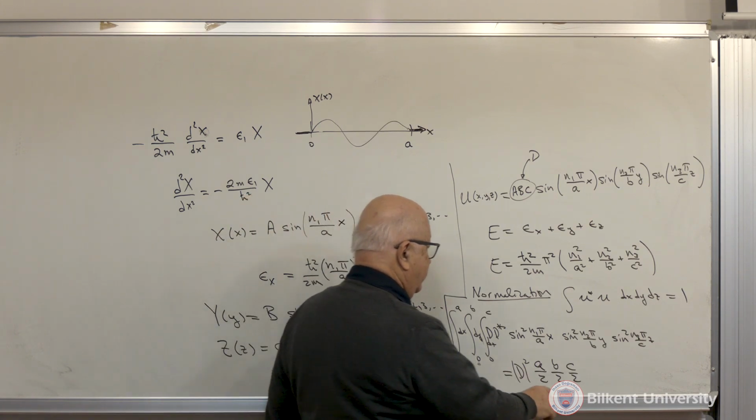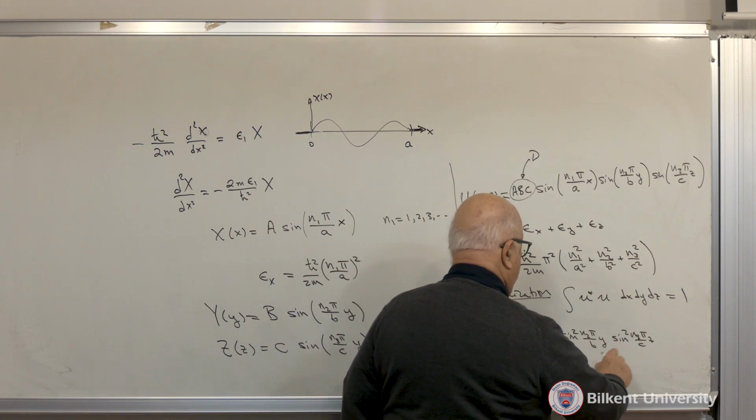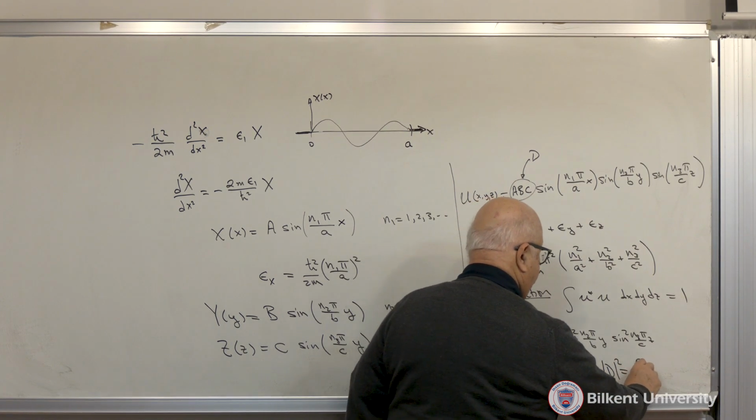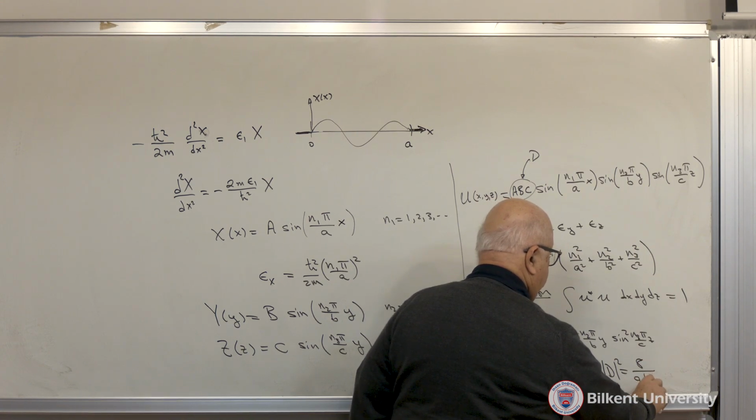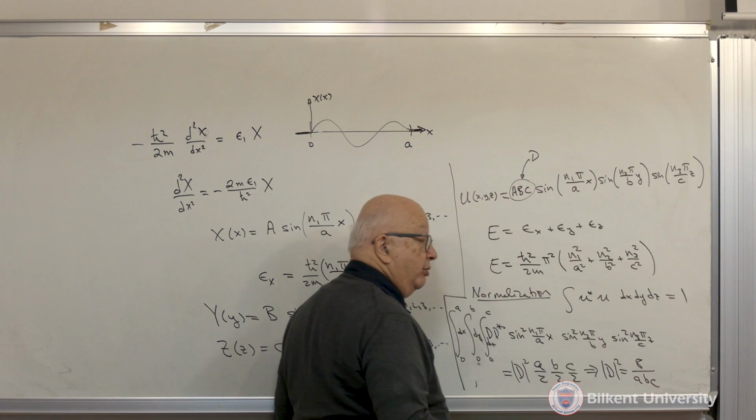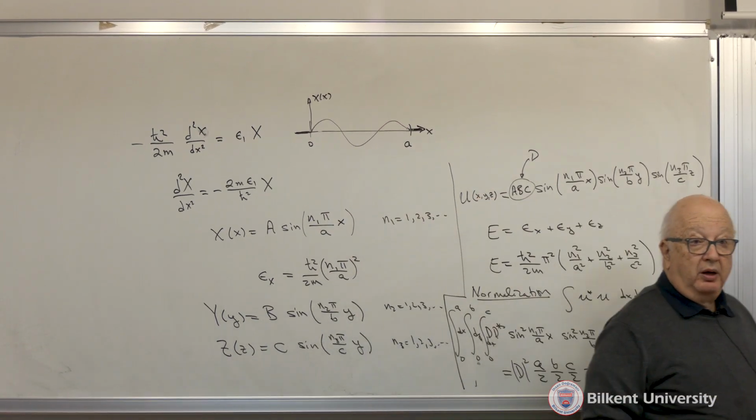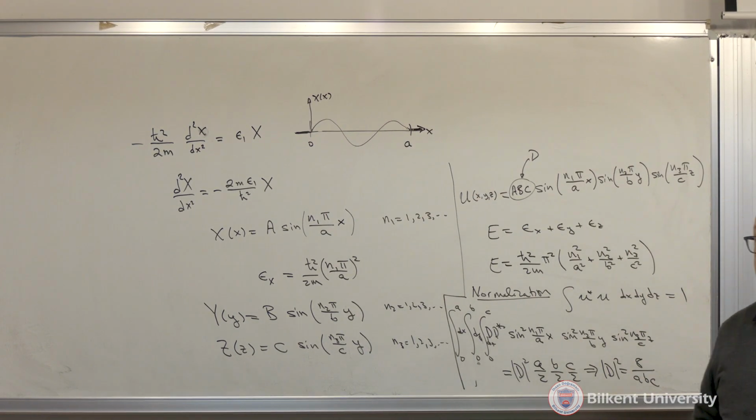Okay, so all of this has to be equal to 1, which means that this magnitude d squared is going to be 8 over a, b, c. Okay, so I can normalize it this way. All right, so that's what I have.